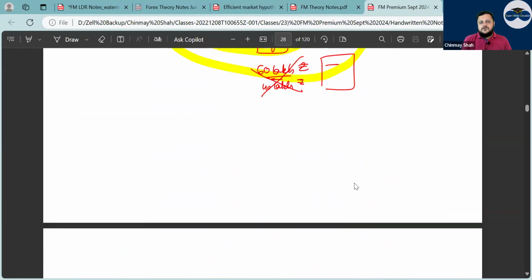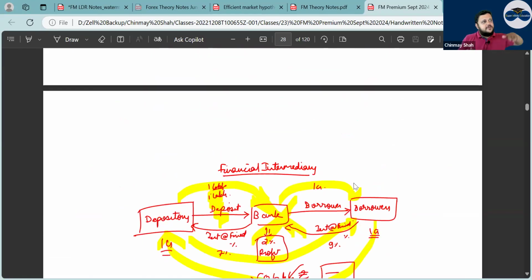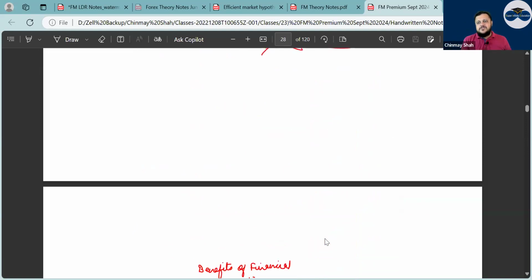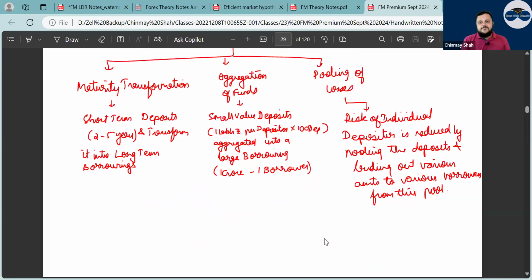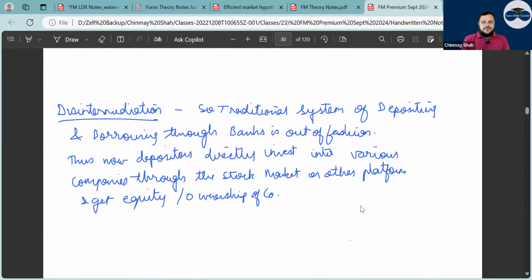Pooling of losses. See, if the intermediary was not there, Mr. A would directly invest in Mr. B's business, correct? And if Mr. B's business would go for a loss, all the money of Mr. A would go for a loss. But here, Mr. A, B, C, D, E, F, G are all depositing at one place with the bank. The bank is lending to 10 different people, correct? This whole money is divided into small parts and given to these people. Even if one of the businesses fails, no tension. Risk of the individual depositor is reduced by pooling the deposits and lending various amounts to various borrowers.